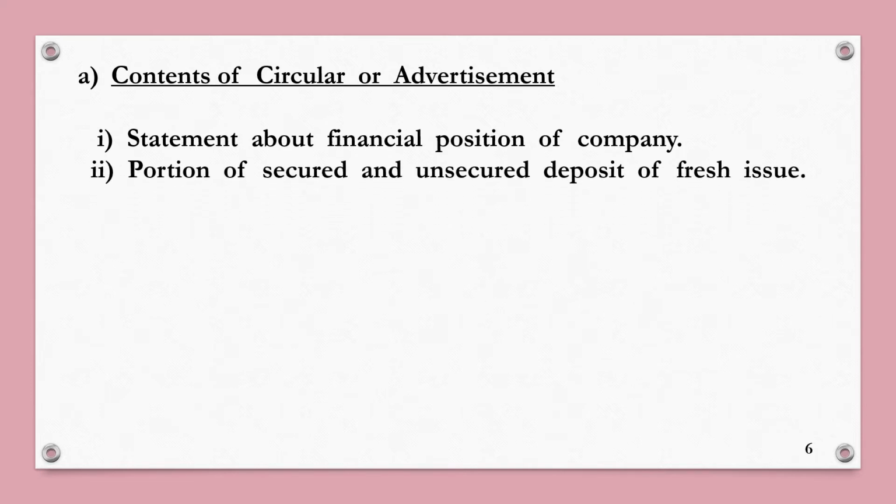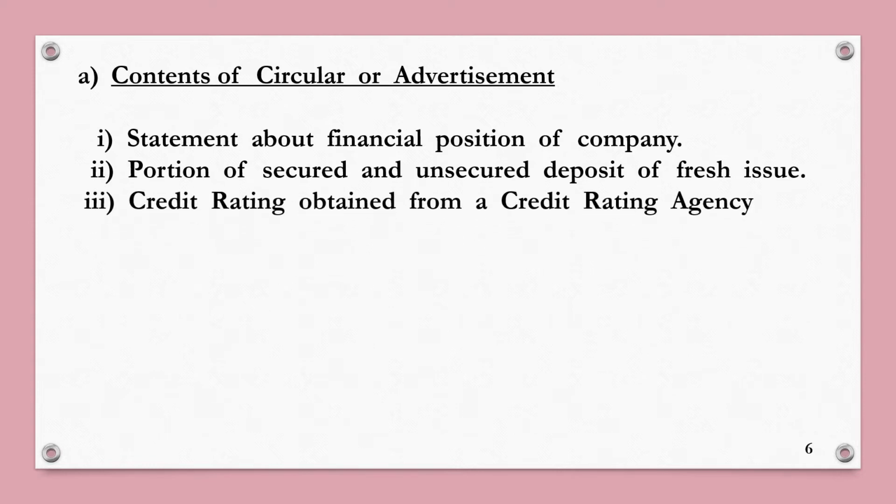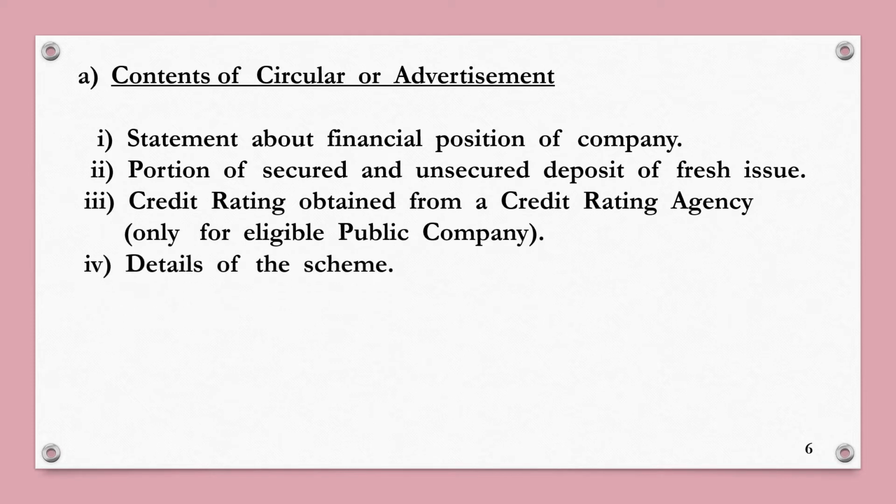Secondly, it needs to mention about the secured portion and the unsecured portion of deposit. Thirdly, an eligible public company also needs to specify the credit rating which it has obtained from the credit rating agency. Next, it also needs to provide complete details of the deposit scheme.